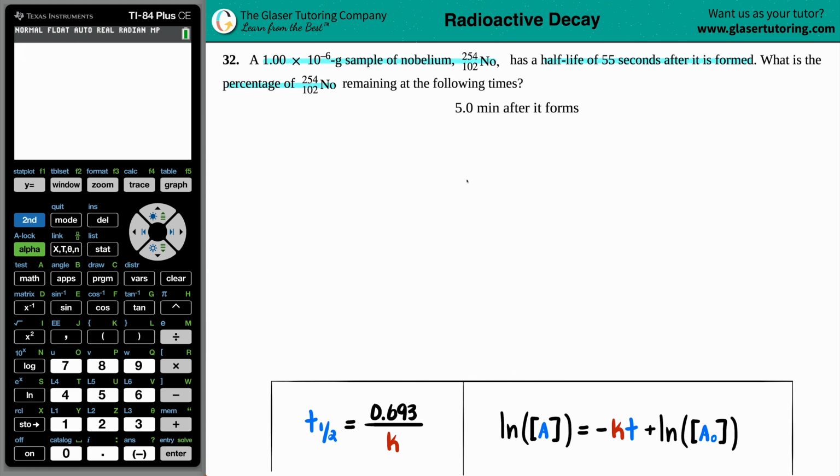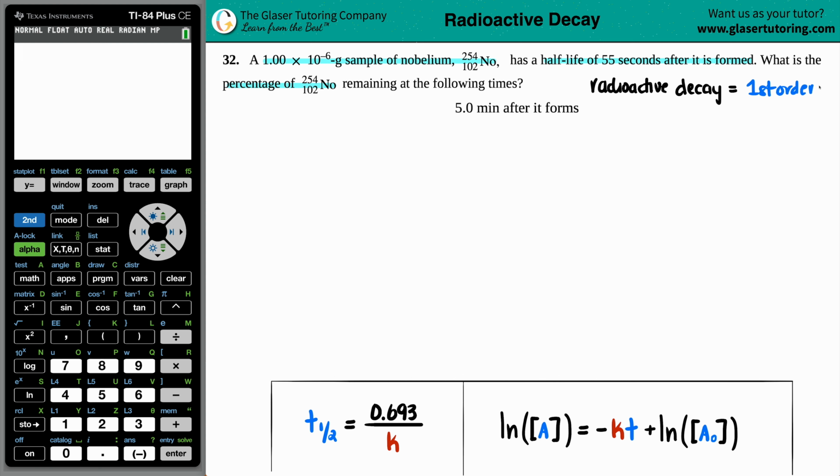Okay, so we're dealing with some type of radioactive decay, right? We have nobelium, which has an atomic number of 102. Now, they gave us a half-life, and they're asking what percentage is remaining after 5 minutes. The main thing here, and the easiest thing to know, is that anything that is radioactive decay always abides by first order kinetics.